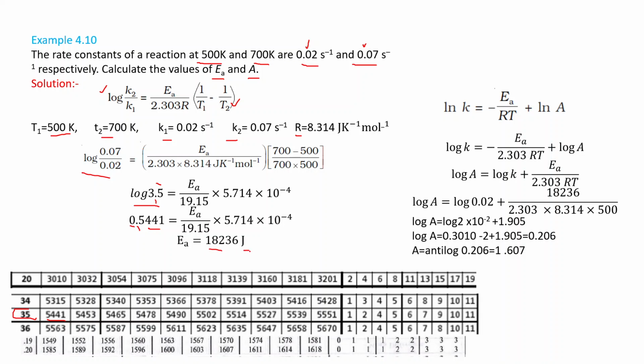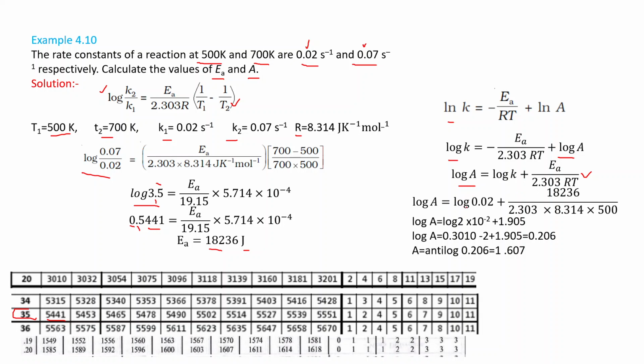Then we have to find out the value of A. Again use this equation. This is a natural log; we have converted it into the base of 10. From this we have to find out log A. So we have rearranged this: log A is equal to log K plus EA by 2.303 RT.